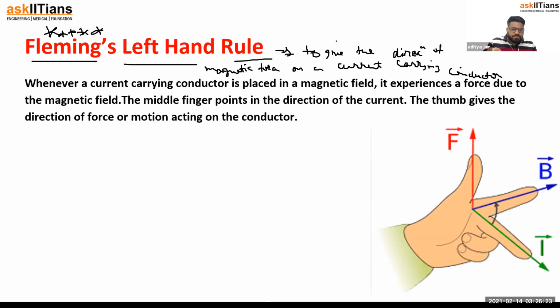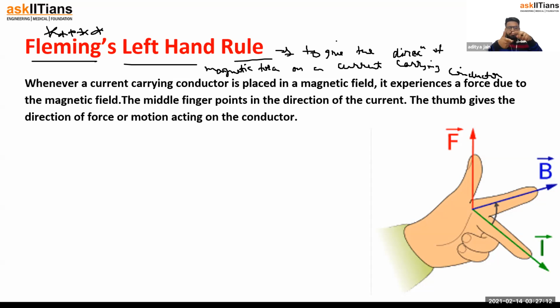This rule says that you take three fingers of your left hand: the thumb, the index finger, and the middle finger. If I take the three fingers of my left hand such that all three are mutually perpendicular to each other, then if the middle finger shows the direction of current through a conductor and the index finger shows the direction of magnetic field, then the thumb will give the direction of magnetic force on that conductor. Clear? So this is Fleming's left-hand rule. You can learn it as FBI.